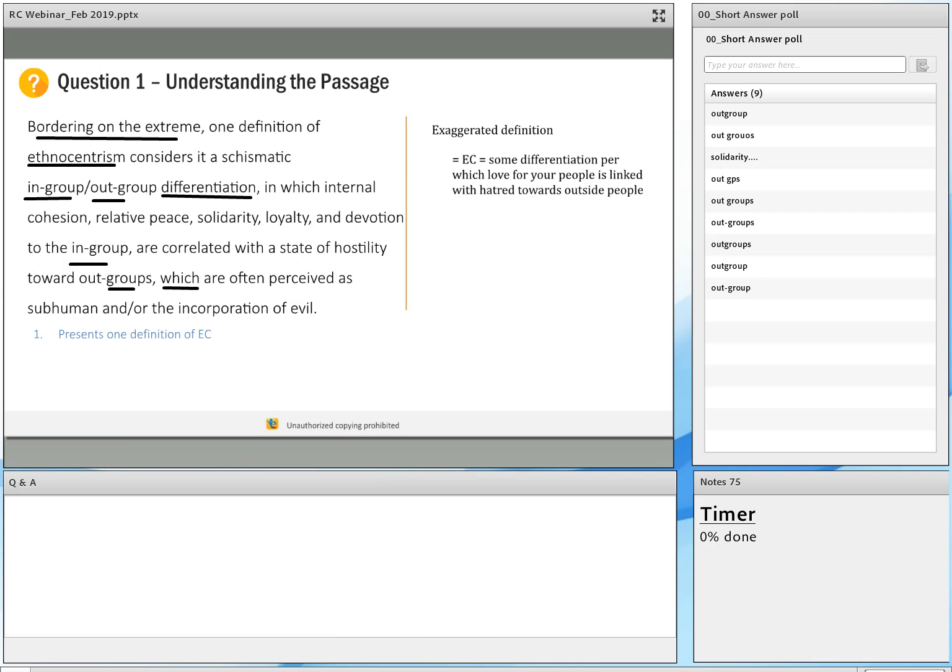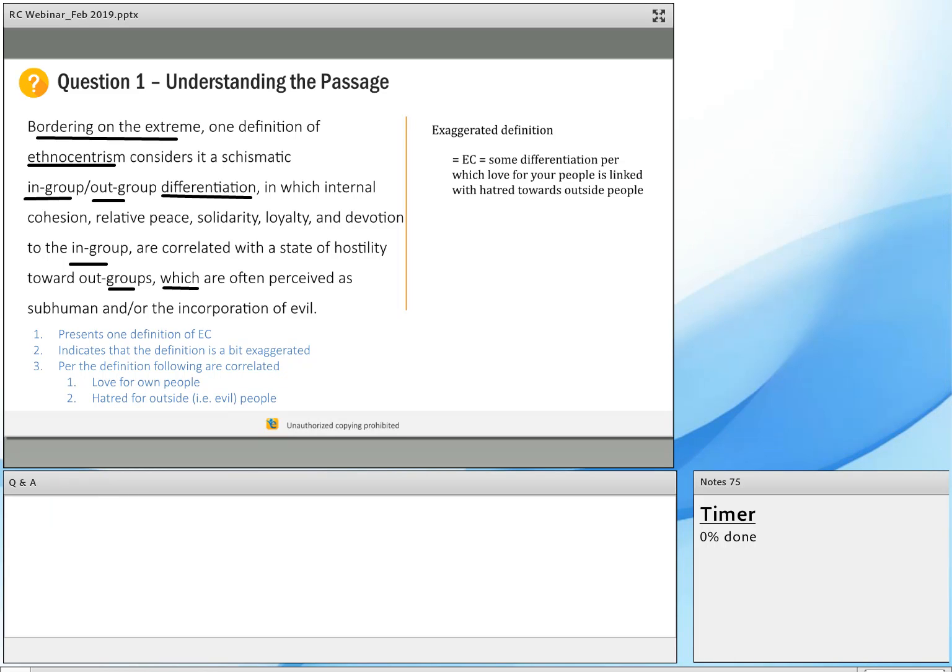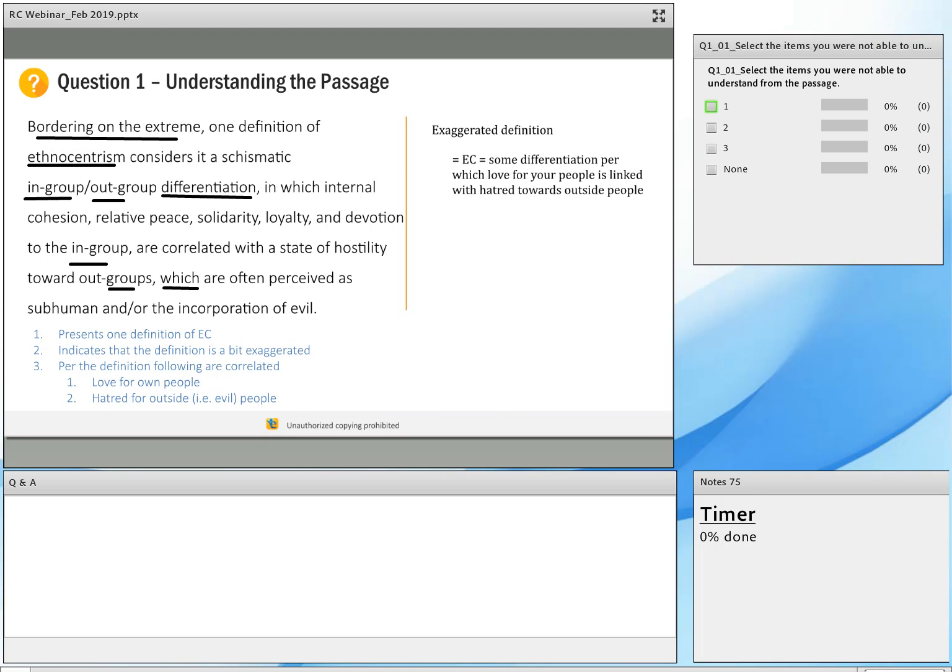It presents one definition of EC. It indicates that that definition is a bit exaggerated, and as per this definition, the following things are correlated. One is love for your own people and hatred for outside. So these are the 3 things that you should have extracted from this. Now we still haven't gone to the answer choices, or question, but just from reading this, you should have extracted these 3 things.